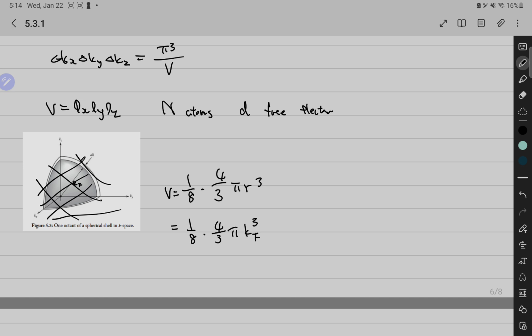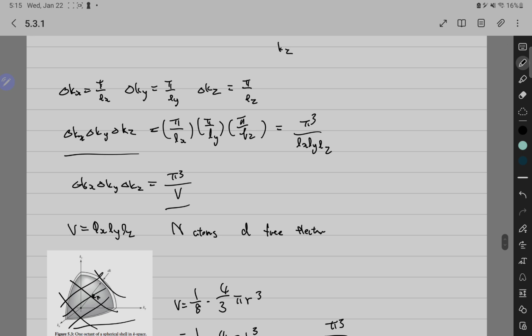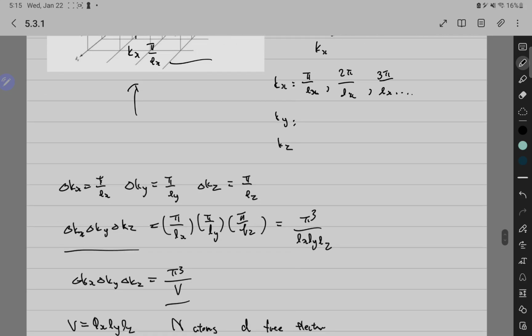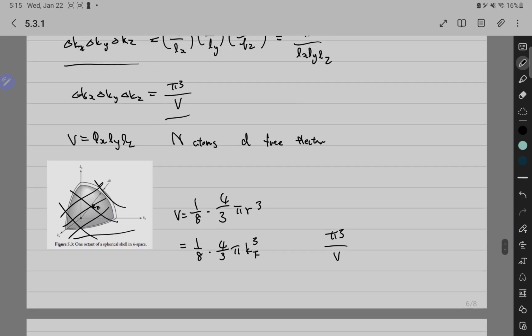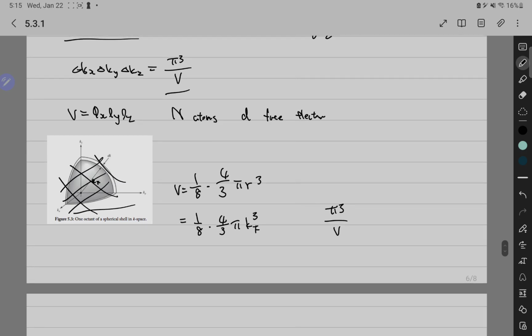And we know that each quantum state occupies a volume in k-space of π³/V. This is what we derived earlier. This is how much volume each of these quantum states, the shaded block, occupies in k-space. And then this is our Fermi sphere and its volume. To get a more intuitive sense of what's going on, you need to imagine the grid laid out in your head with all the shaded blocks, and on top of that you have an octant that has a certain volume.